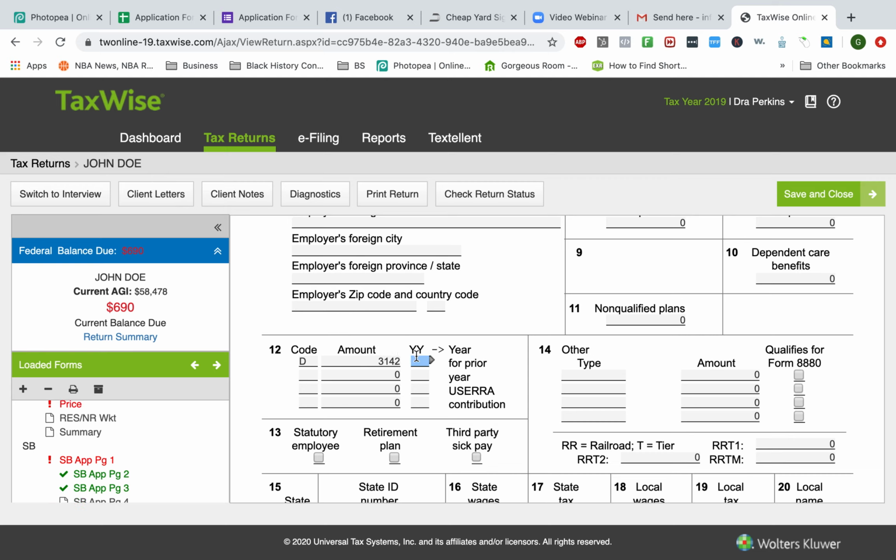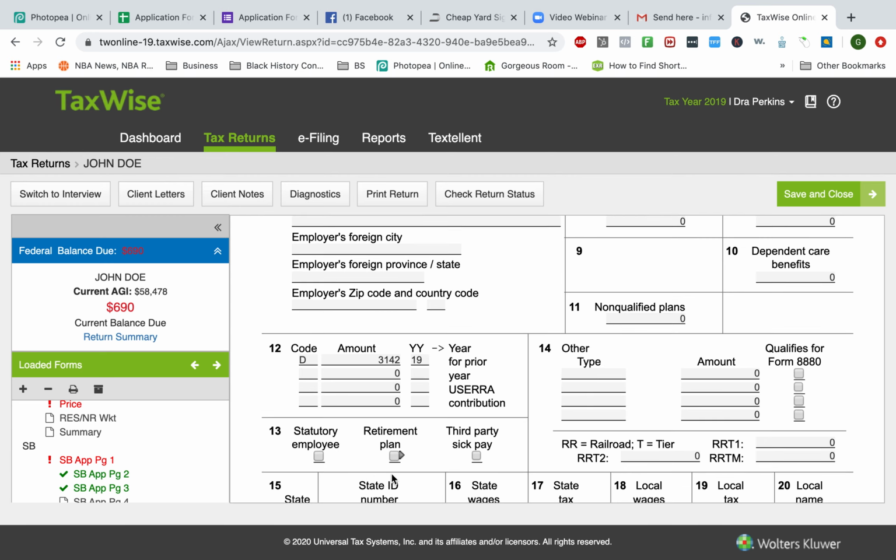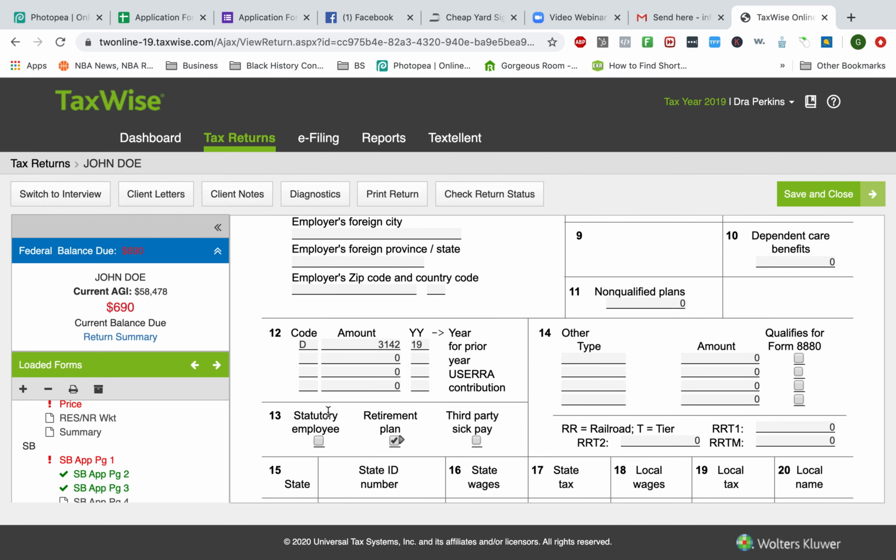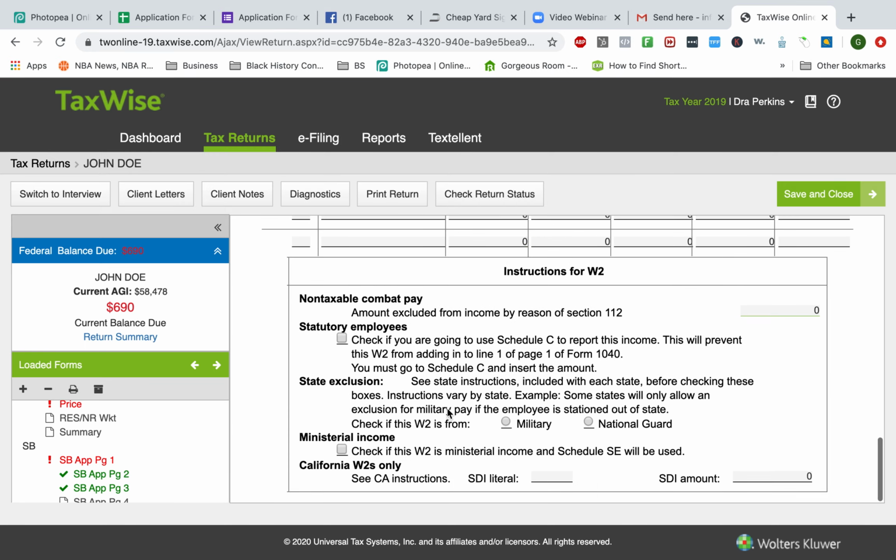And then what I'm going to do from here is put year prior 19. And then once I do that, I want to make sure that I click the right one. This was a retirement plan. All this information is on the W2. There's no extra knowledge I have. I'm pretty much doing data entry at this moment. So with that being said, this is his quote at the moment: $690. This is not including our fees to file.